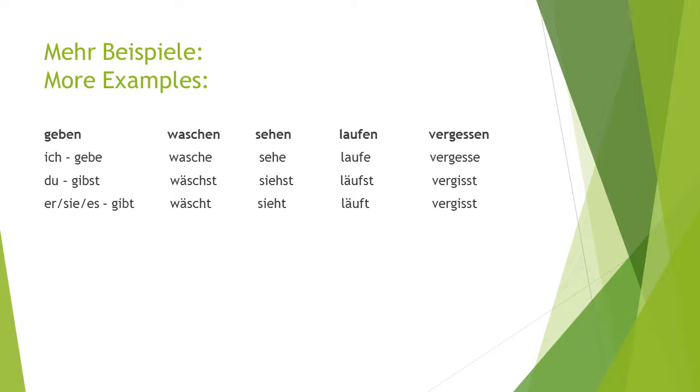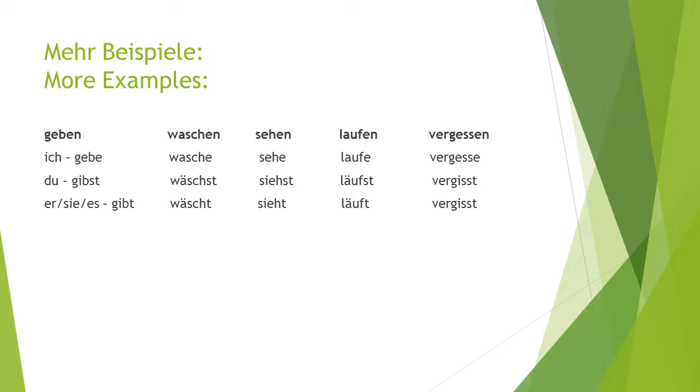So geben is a simple verb. You know that it means to give. Ich gebe, du gibst, and er/sie/es gibt. And I haven't mentioned the wir, ihr, and sie forms here because you know the change will happen only with du and er/sie/es forms.